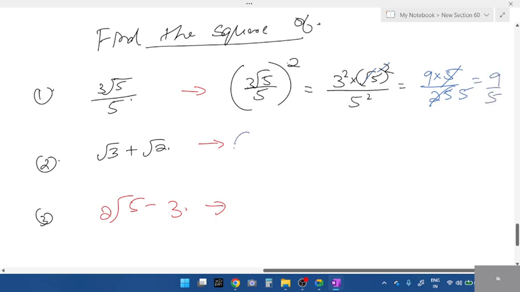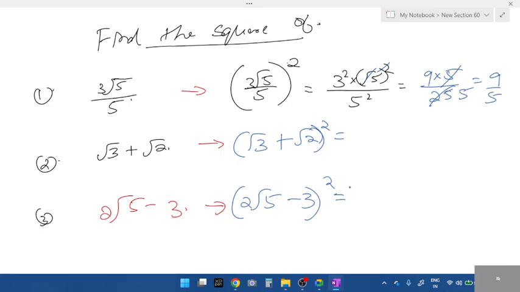9 by 5. Here if I try to square it, students, if I square on both the sides, which formula can we use when there is plus in between? Yes. And for the next one, a minus b the whole square. Complete it. Yes. Use a plus b and a minus b.